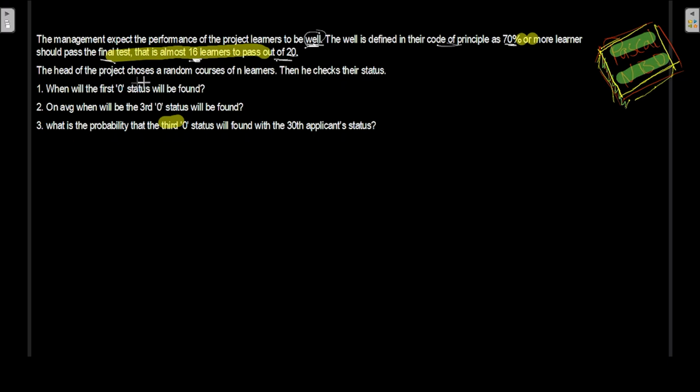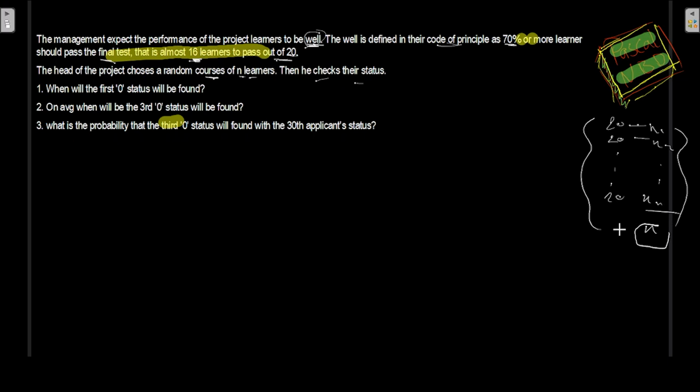Now the head of the project has chosen random courses of n learners. So we went through a number of courses completely at random. Each course, we know, has 20 participants. So there were n number of these 20s, and then he selected n learners. The total of this was n. Then he checked their status again. So he's interested to figure out what the status of these n students is. And now he has a number n. The first question is when the first 0 status will be found in those n selected.